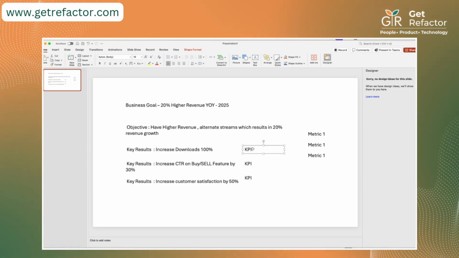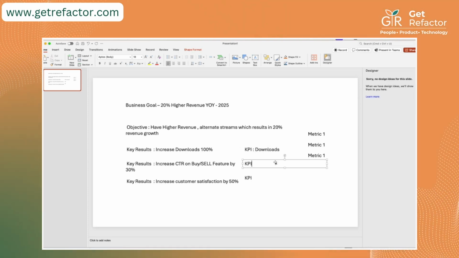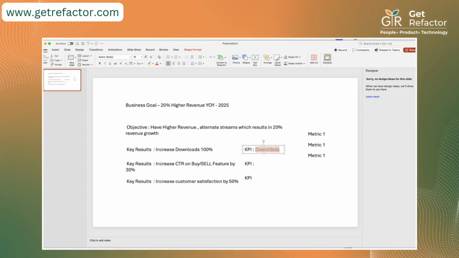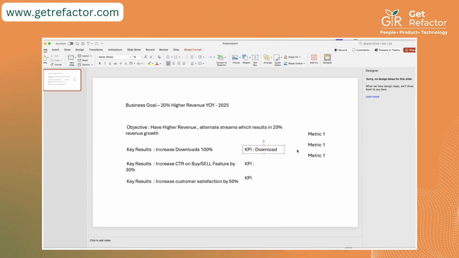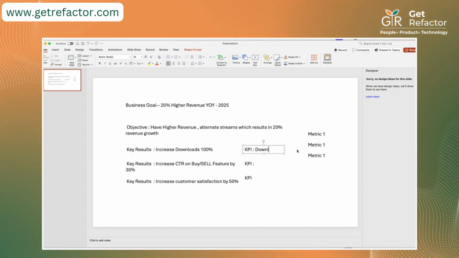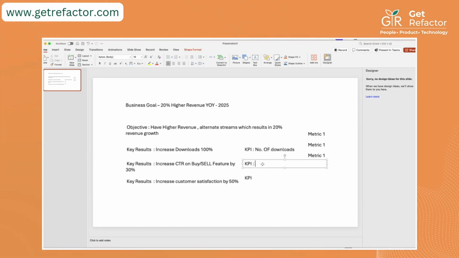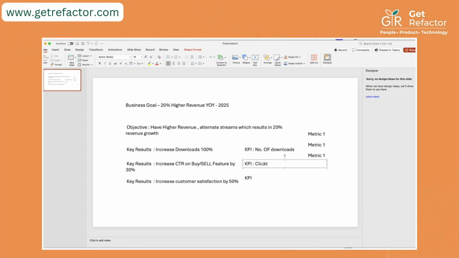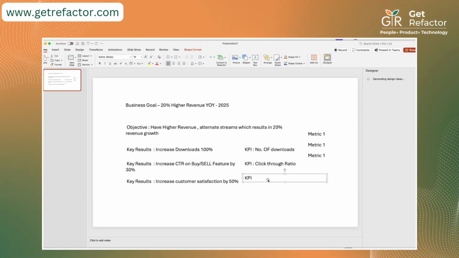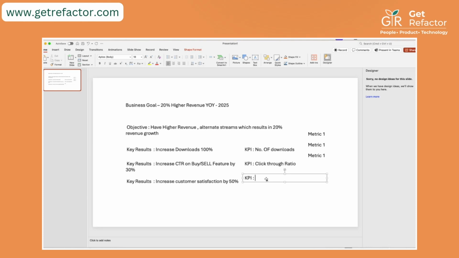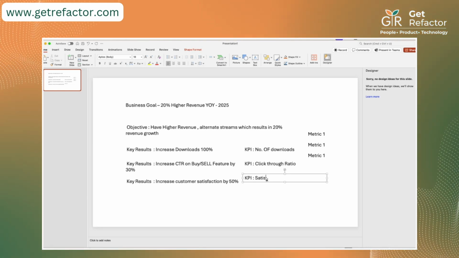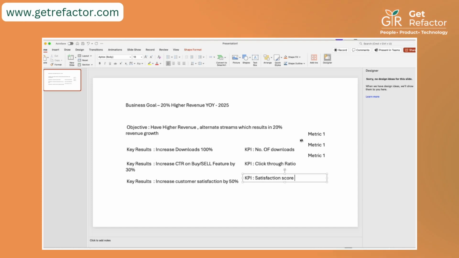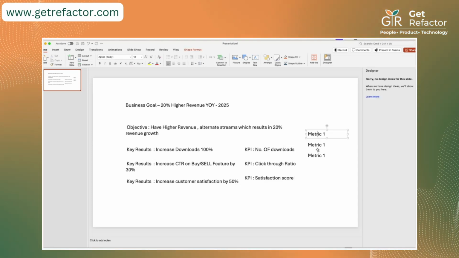And now the KPI, if you see, the downloads, okay, is the key performance indicator that you will be looking at. Okay, the number of downloads. Here the KPI that you are looking at is the click-through ratio. Okay, so here the KPI that you are looking at is the satisfaction score.